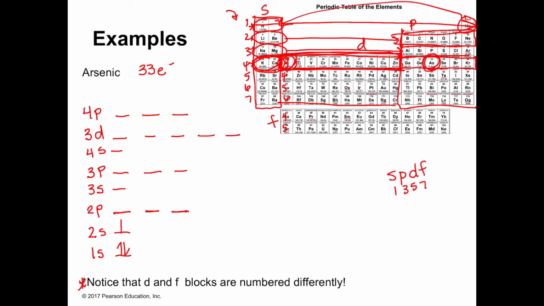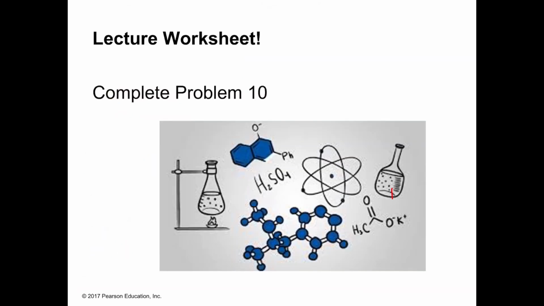So we go 1, 2, 3, 4, 5, 6, 7, 8, 9, 10, 11, 12, 13, 14, 15, 16, 17, 18, 19, 20, 21, 22, 23, 24, 25, 26, 27, 28, 29, 30, 31, 32, 33. There you go. Arsenic is done.